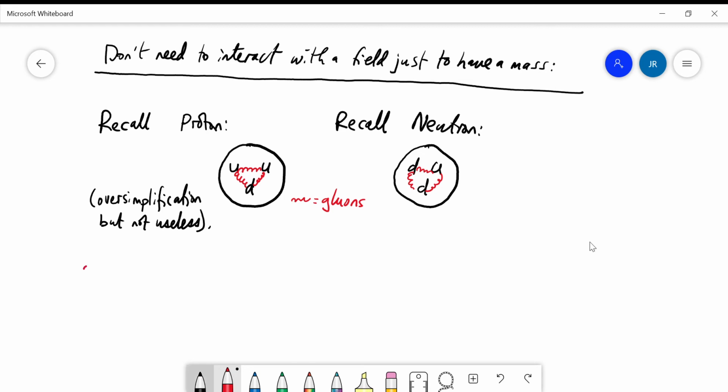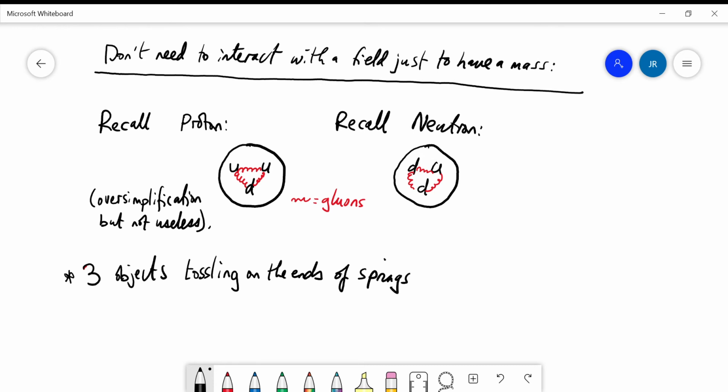if you really had 3 objects rattling around, so let's see, let's get the black pen. So 3 objects rattling. I don't know if I like that word, rattling. Reminds me of a snake. Do we like tossling? I don't know. We'll try tossling, less snake-like. Tossling on the ends of springs would register an energy change.